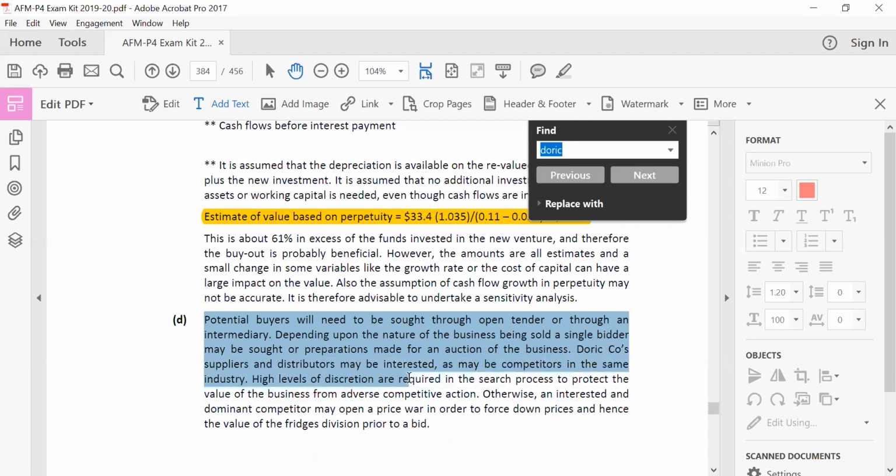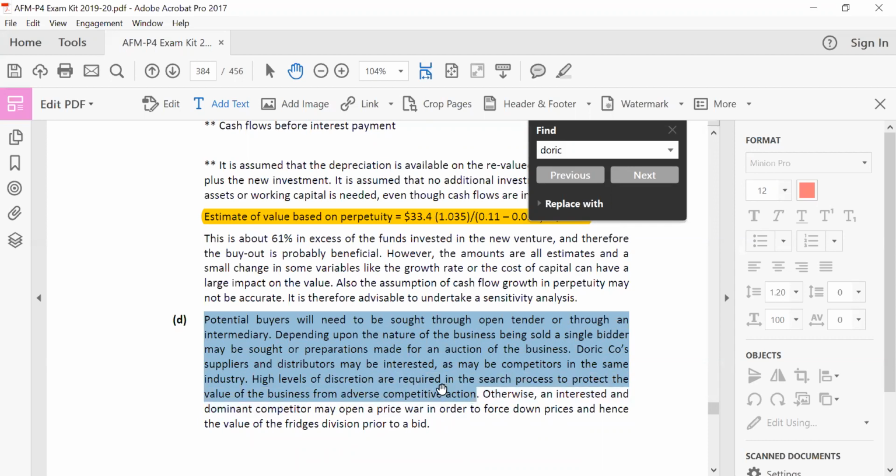Doric Co suppliers and distributors may be interested, as may be competitors in the same industry. Yeah, that means other competitors may be interested. High levels of discretion are required in the search process to protect the value of the business from adverse competitive advantage.